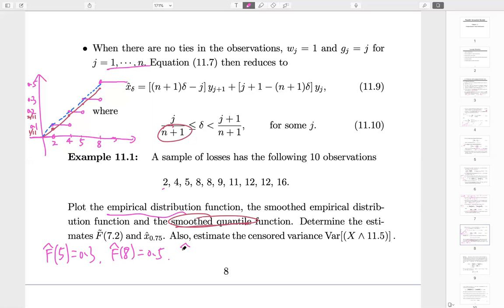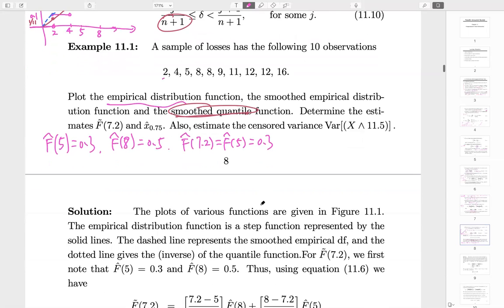By the way, this is what we know. So that is f hat. F hat takes the flat part between 5 and 8. Now we want to do the, I believe we have the result down here.